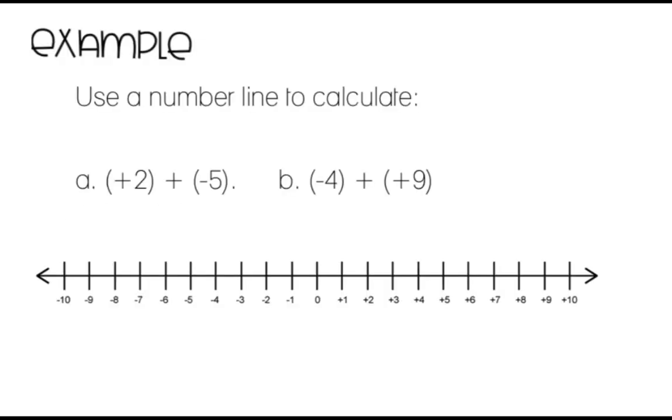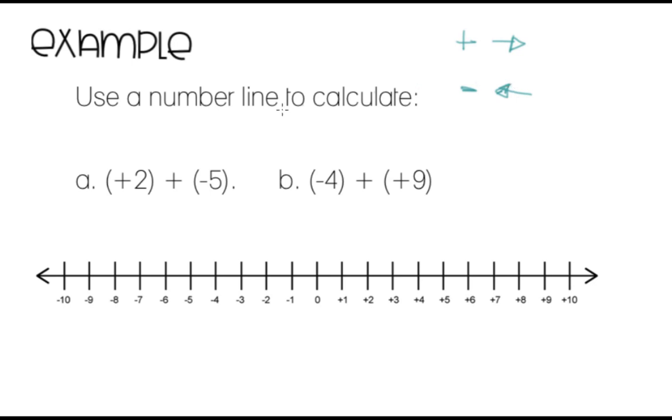Okay, so let's do some examples now, and we're going to use the number line below to help us to solve these problems. Now we're going to remember, if we're adding a positive integer, we're going to be moving in the right direction, becoming more positive. And if we're adding a negative integer, we're going to be moving in the left direction. Okay, so that's important to remember.